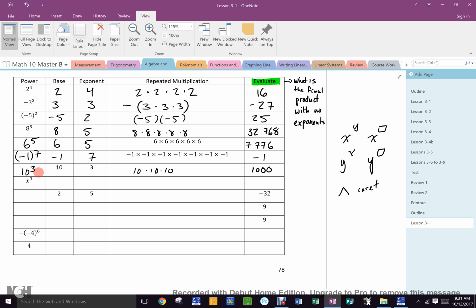Math always follows the same rules, yes? So if the base is anything to the left of the exponent, what's the base here? X. And the exponent is 3. If the exponent, 3, means I multiply the base by itself 3 times, what goes here? X times X times X.